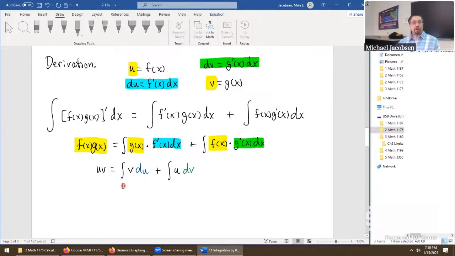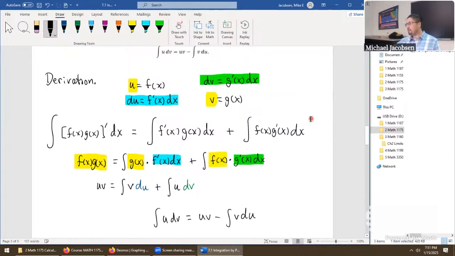It's a strange equation, but this is an algebraic expression. You can do the same thing you normally would. We're going to subtract the integral of v du from both sides and write this portion right here. Let me fix my color coding first. The integral of u dv is going to be equal to uv minus the integral of v du.